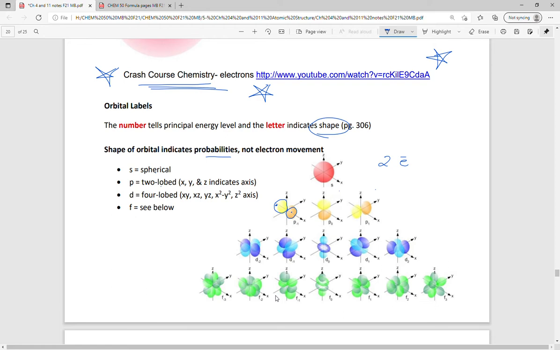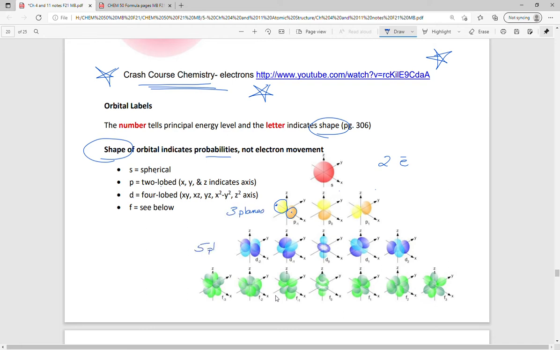If we move up, talking again about these shapes of orbitals, d is indicated for four-lobed, so it's kind of like a four-leaf clover, if you will, and they can exist on five different axes or five different planes. So, 3 planes, right?